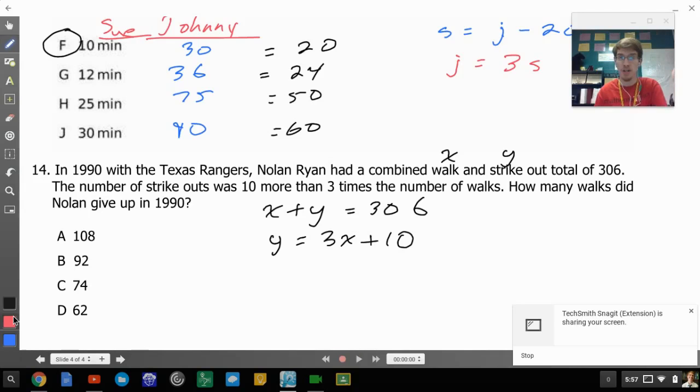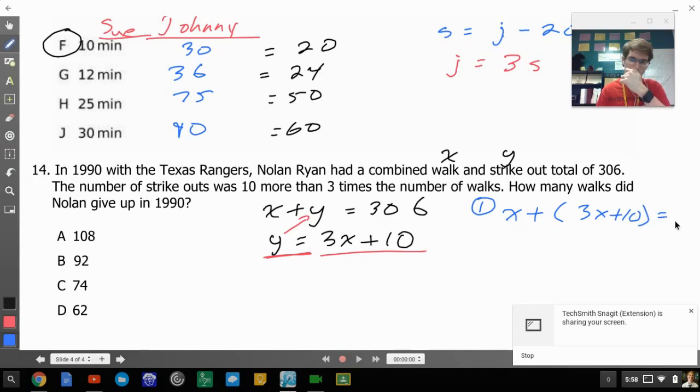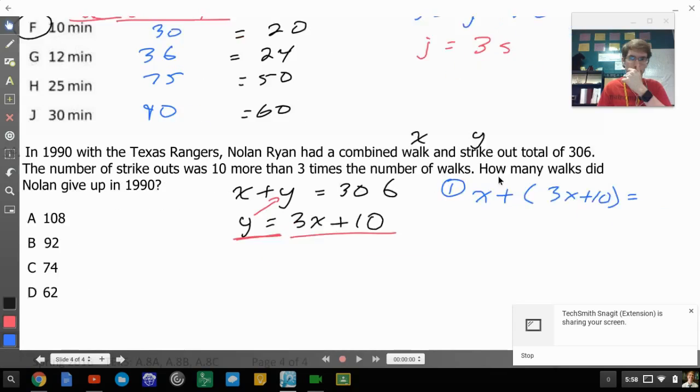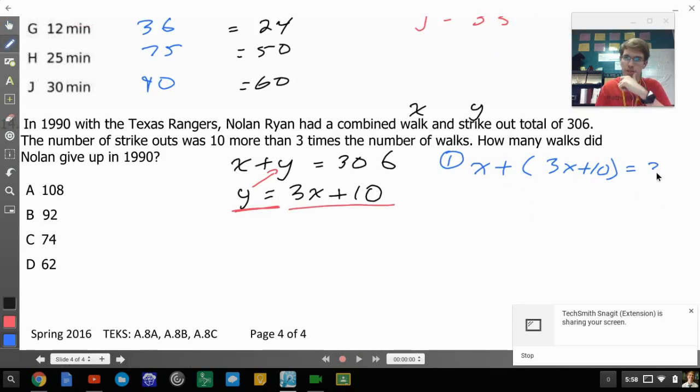Do you see a zero pair here anywhere? I don't. There's not a zero pair. Okay, so I could really force this to be elimination, but it makes more sense just to see. If you notice you have y by itself, let's use substitution. Substitution, wherever we see a y, plug in 3x plus 10. So my step 1 for substitution would be x plus y, which is 3x plus 10, equals 306.